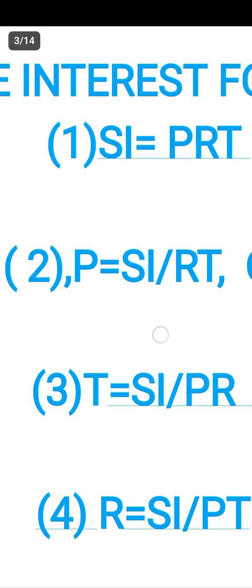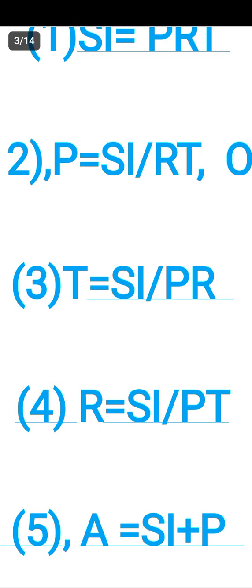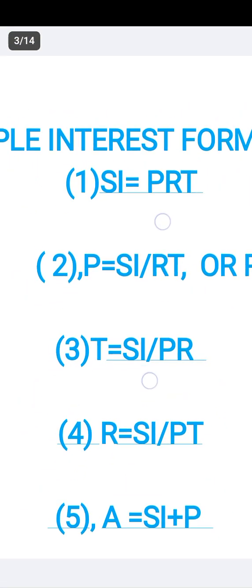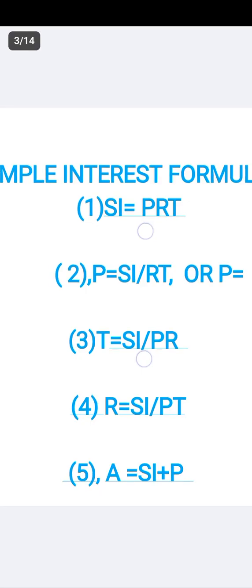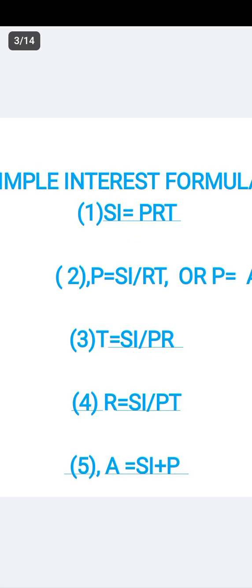And when we are looking for the time, which is T, the formula for us to use is simple interest over P and R. And when we are looking for the rate, the formula we have to use is simple interest over P and T. So we need to commit this formula into memory. This formula has been derived and you need to commit it into memory.